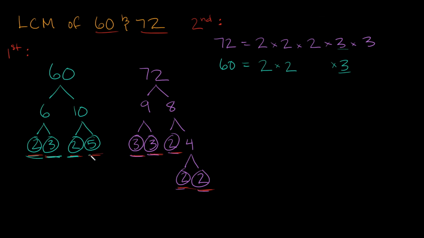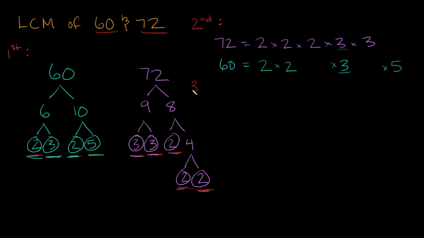Now lastly, we have this 5. Can I put a 5 here? No. Because there's a 2 right there, right? Can I put a 5 here? No, because there's a 3 right there. Okay, so that means I'm going to put the 5 out here by itself, since there's nothing else I can match it up with up here.